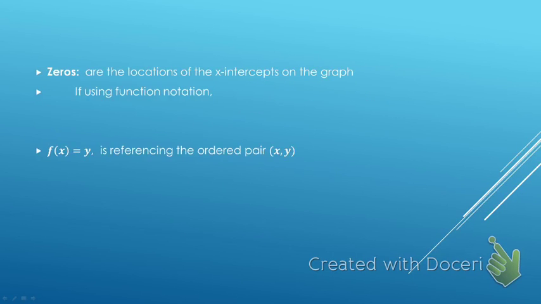Okay, zeros. Zeros are the locations of the x-intercepts on the graph. So all we have to do, it's just a synonym for an x-intercept. The second thing, this is something that I really wanted to look at, is function notation. So if we have f of x equals y, that's just telling us we're looking at an ordered pair xy that matches that graph or matches that equation. The reason why a 0 could also mean an x-intercept is because the equation is equal to 0, and that's why we call it a 0.